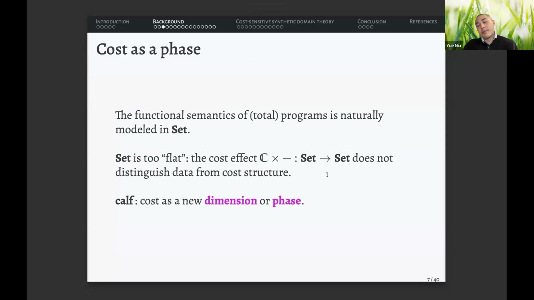To see how CAF resolves this, we first observe what happens in the ordinary case of modeling cost. In particular, the pure functional semantics of programs is naturally modeled in the category Set. But this category is in some sense too flat. The cost effect, F of A, corresponding to the writer monad, does not correctly distinguish data from cost structure. CAF resolves this by means of a new dimension or phase for representing cost.